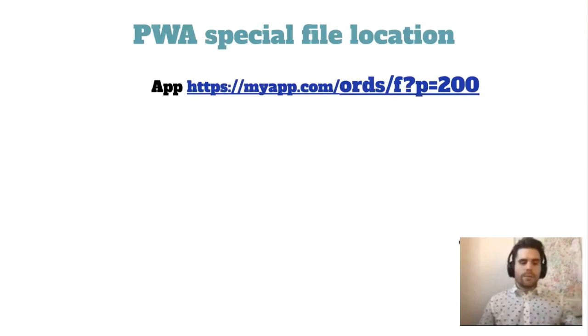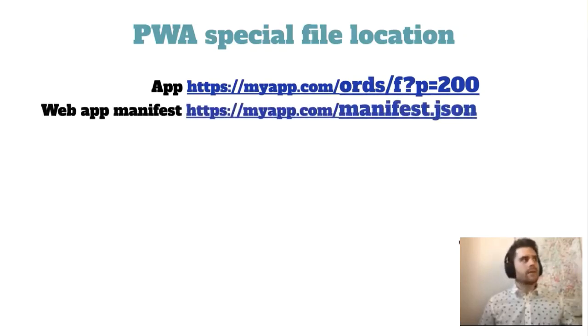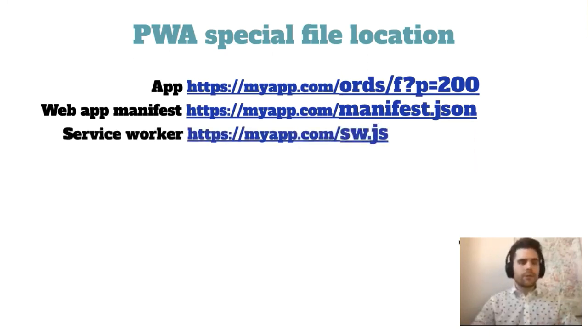If I want my manifest file and service worker file to work, I need them to be at the root level of my domain. So for the web app manifest, that would be myapp.com/manifest.json. And same thing for the service worker, myapp.com/service worker.